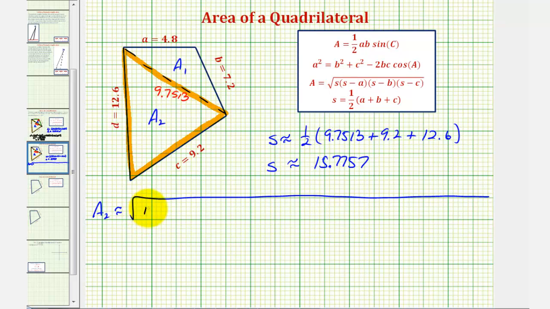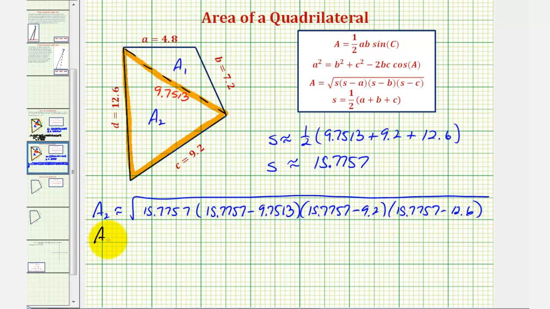So using Heron's formula, A sub 2 is approximately equal to the square root of s, 15.7757, times the quantity s minus a, times the quantity s minus b, times the quantity s minus c, where again a, b, and c are the lengths of the three sides. I've already determined these differences to save some time.